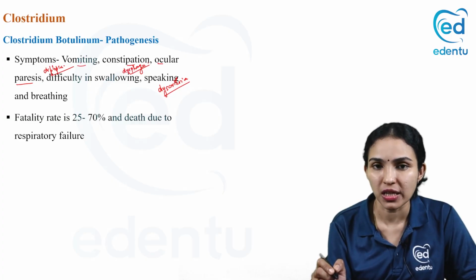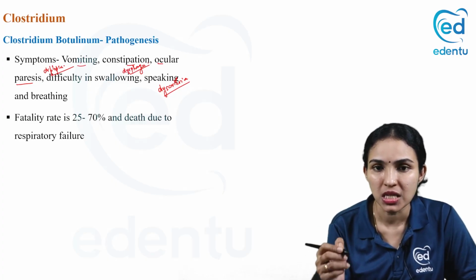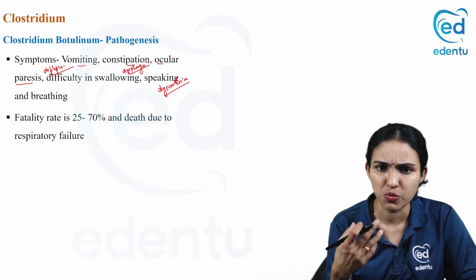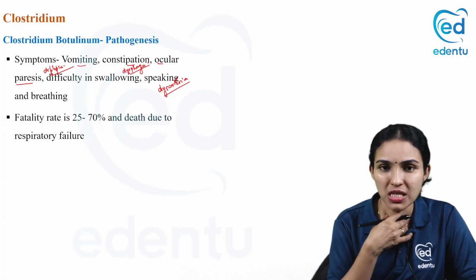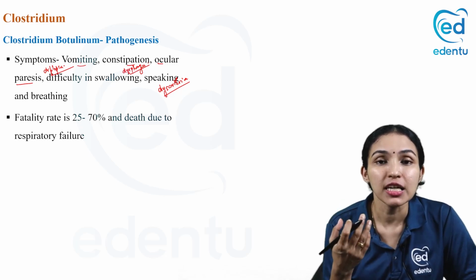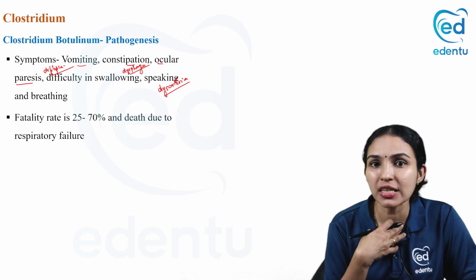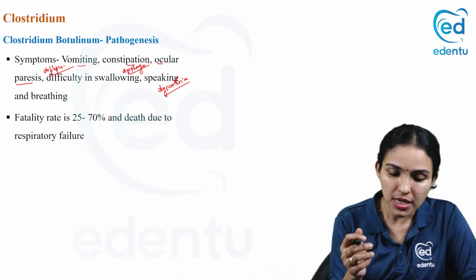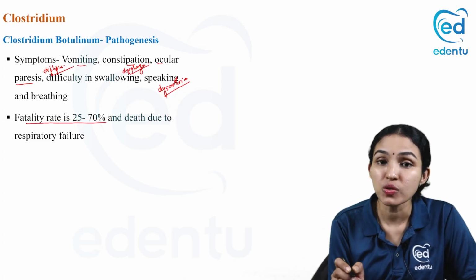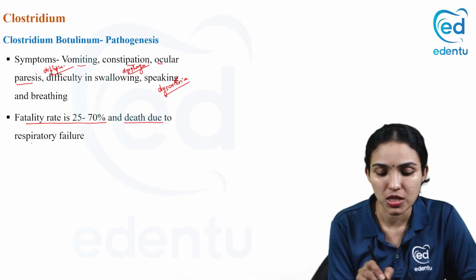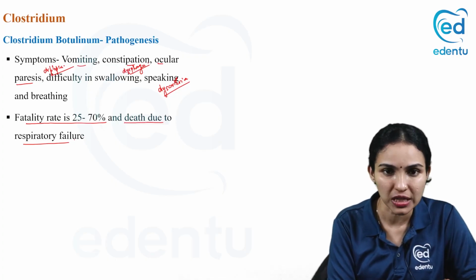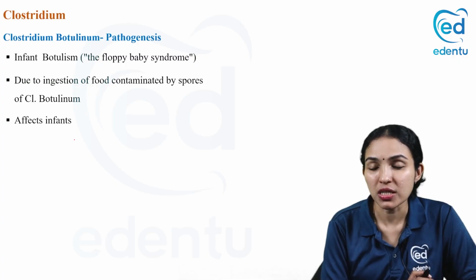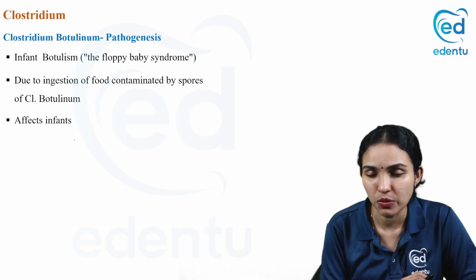This is because of the paralysis of the ocular muscles and the muscles involved in swallowing and speaking. So all the pharyngeal and laryngeal muscles are involved, and finally it can lead to airway and breathing difficulties. Respiratory failure can happen when the disease progresses. The fatality rate is 25 to 70 percent, and death is due to respiratory failure. So this is a very fatal condition. Basically, it is a paralytic type of illness that occurs following consumption of food contaminated with the toxin.